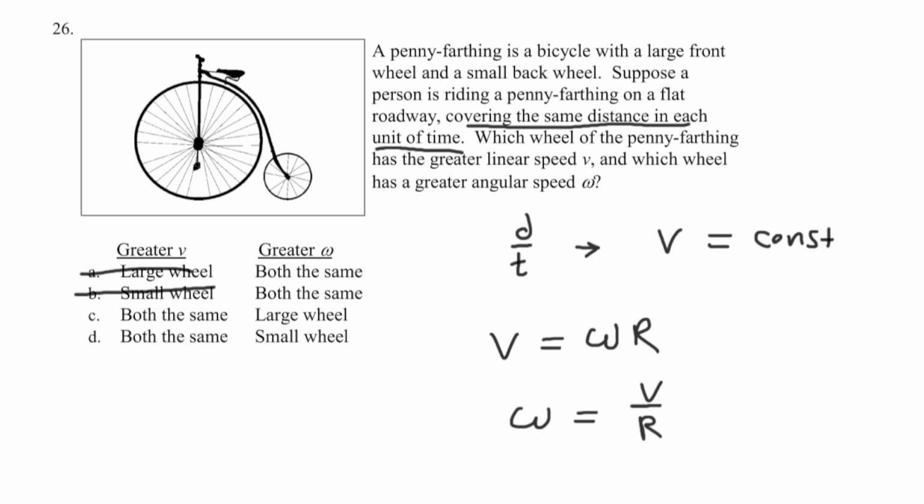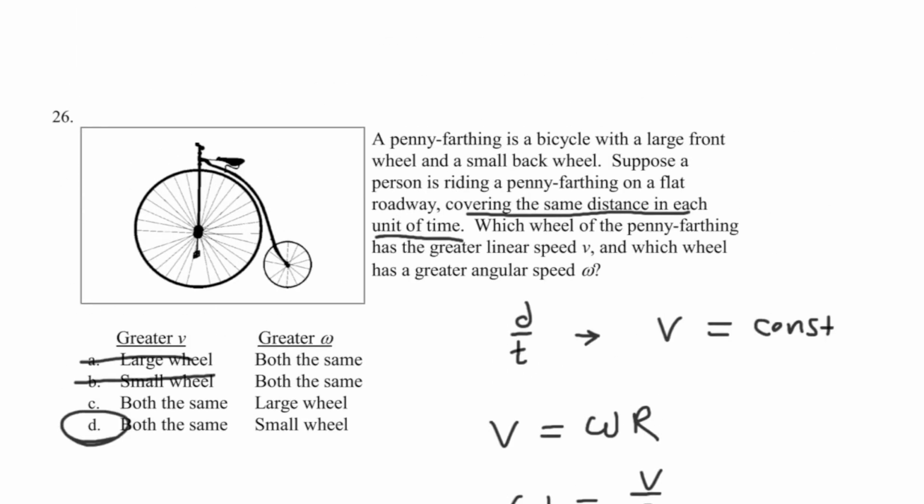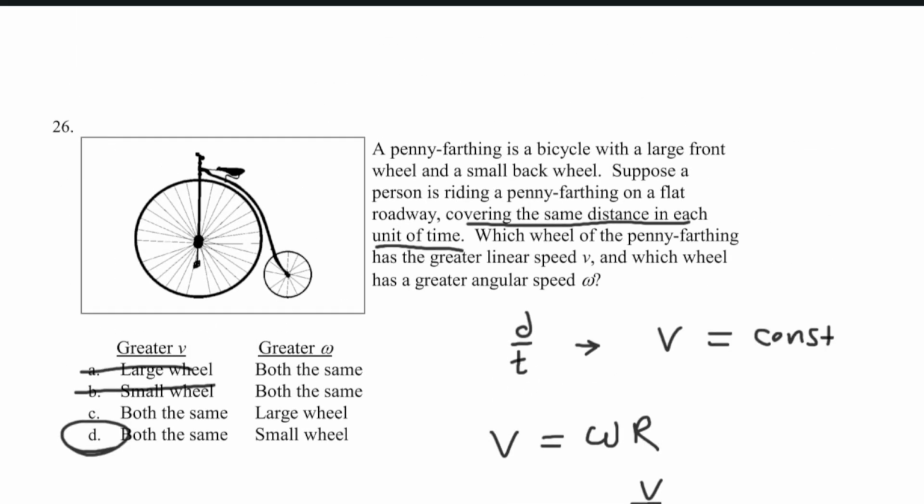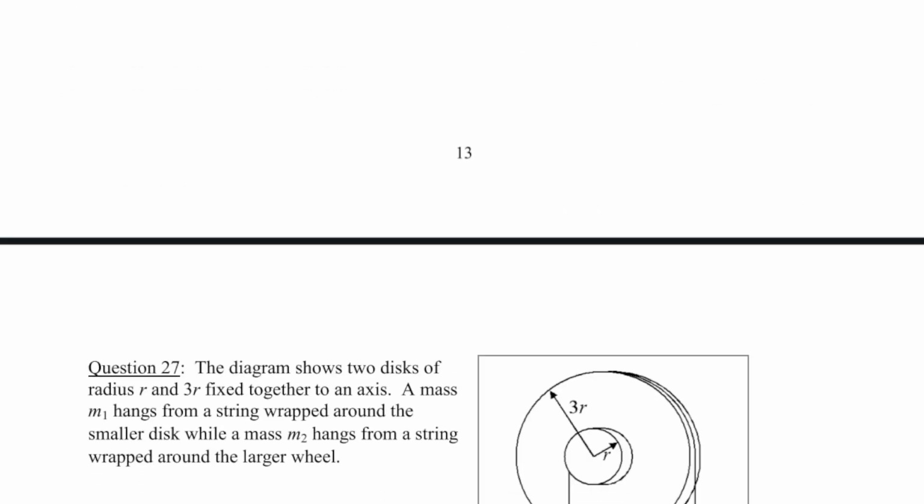So in this case, it is going to be d. Because the small wheel has less distance to travel to complete a revolution. So if every point on the tip of the wheel is moving the same speed, well, the smaller wheel has less distance to cover. So it's going to have a greater omega value.